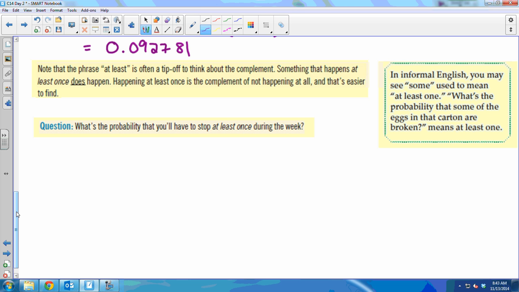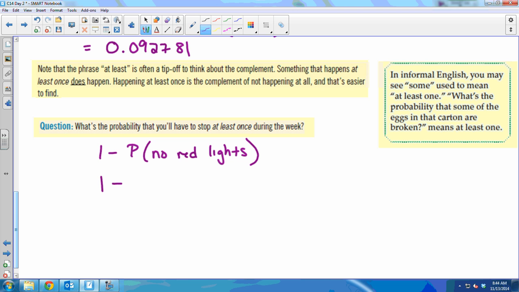So what's the probability that you'll have to stop at least once during the week? Again, I could either calculate the probability of getting a red light once, getting a red light twice, 3 times, 4 times, 5 times, and put it all together, or it would be easier if we just did 1 minus. So we want to do 1 minus the probability of no red lights. Because that means that we are never stopping, right? And 1 minus that would mean that we got the probability that we got stopped. Does that reasoning make sense? Okay.